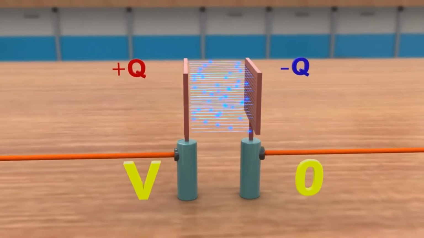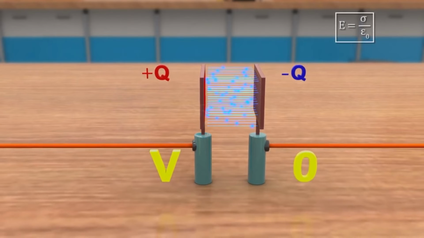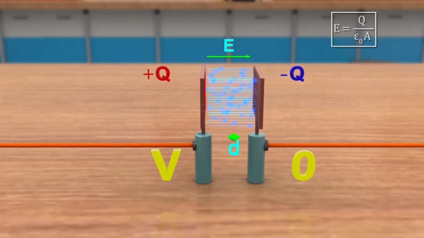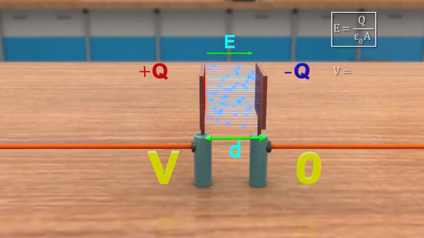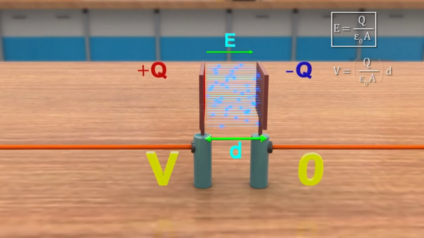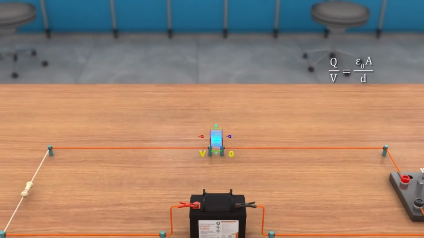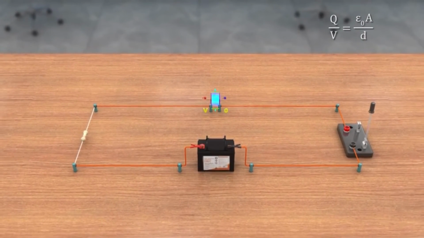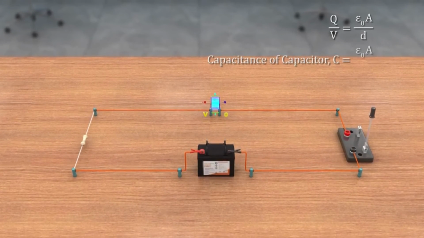From the previous topic that we have learned, the uniform field between the plates equals sigma by epsilon naught. So, the electric field is Q by epsilon naught A. If the distance between the plates is D, the potential difference between the plates V is equal to E times D. Substitute E with Q by epsilon naught A. Q by V equals epsilon naught A by D. Q by V is nothing but the capacitance of the parallel plate capacitor. Hence, the capacitance of the parallel plate capacitor is epsilon naught A by D.